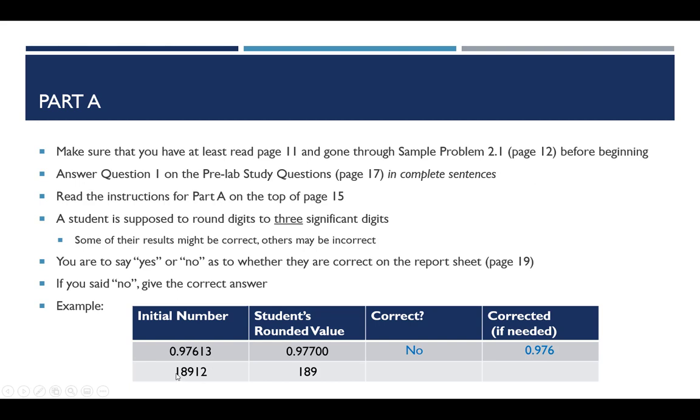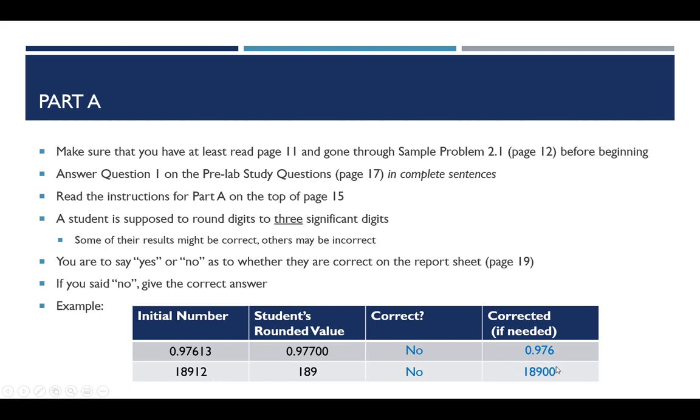All right, the next one, 18,912. The student rounded this to 189. What they did was they looked and they said 1, 2, 3. The 9 is the third significant digit. They are correct on that. The 1 is a round down number, so they are correct about that. But this is not the correct answer because they've changed the place values. This 1 is in the hundreds place. The 1 should have been in the 10,000s place. So they forgot to fill in the necessary zeros here.